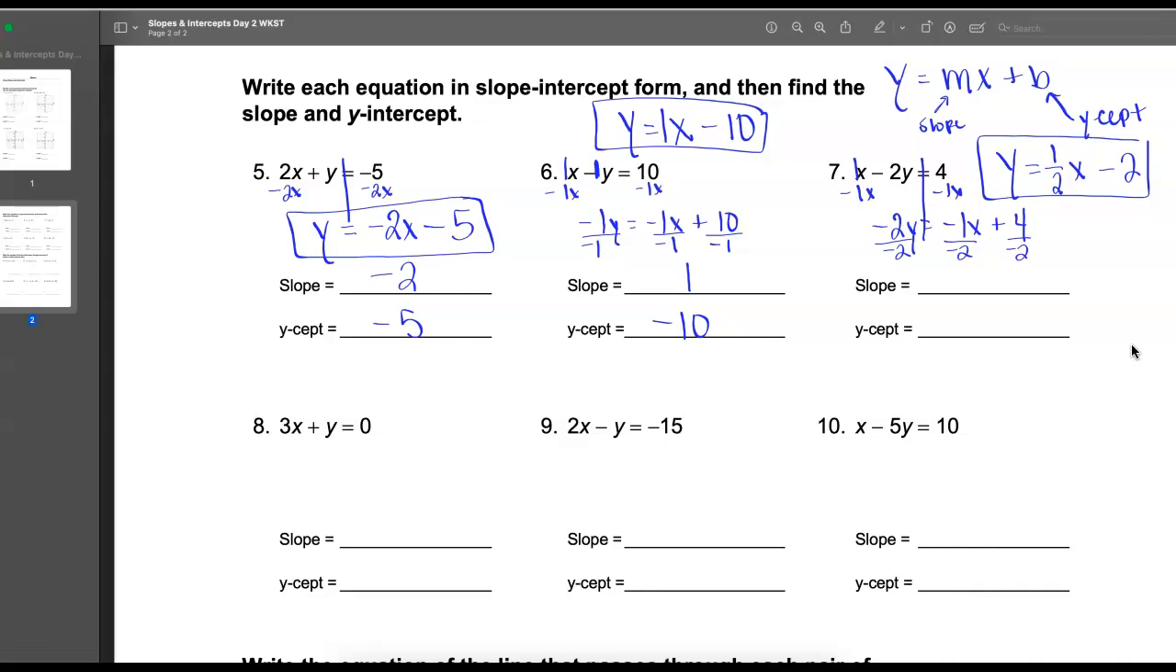What's the slope? 1/2. The y-intercept? Negative 2.